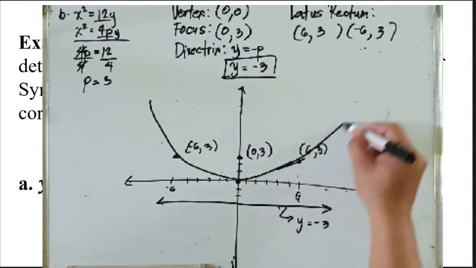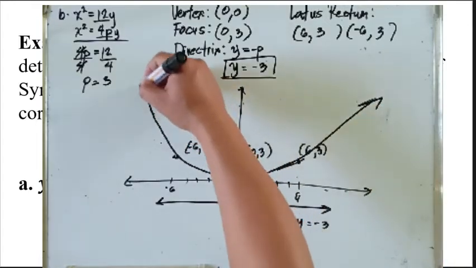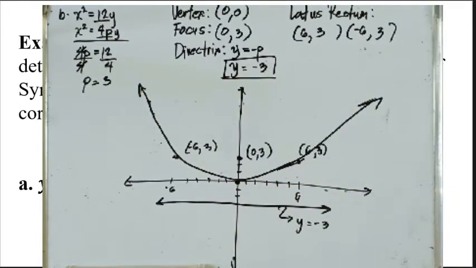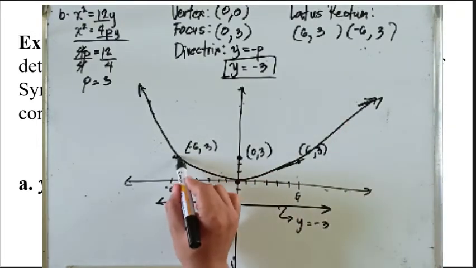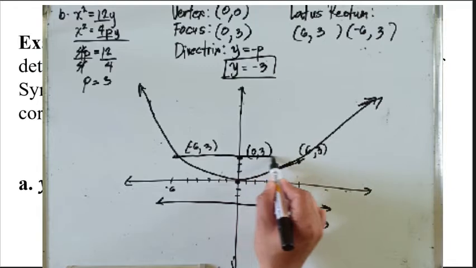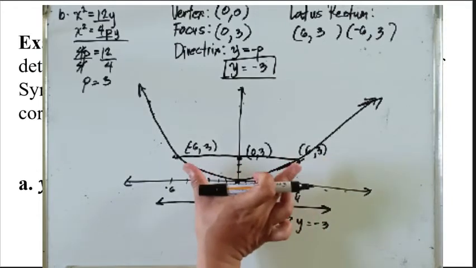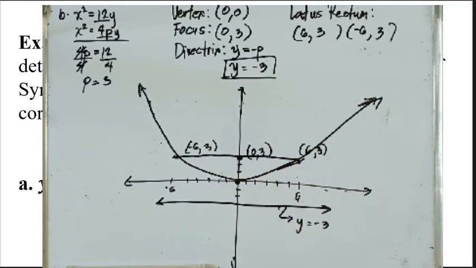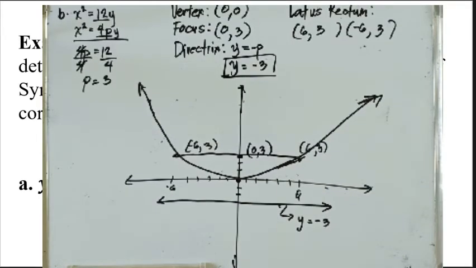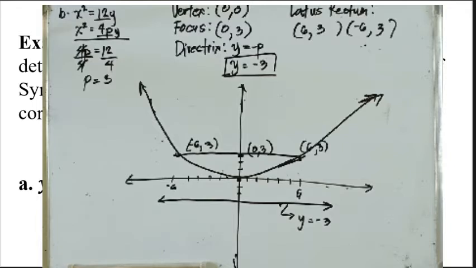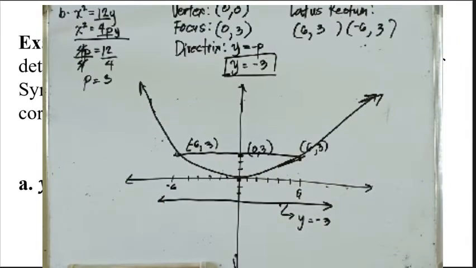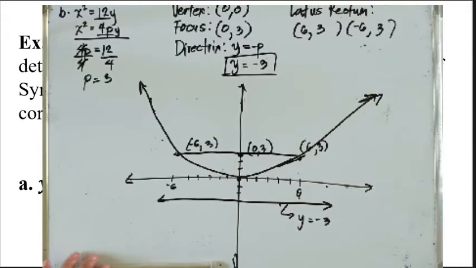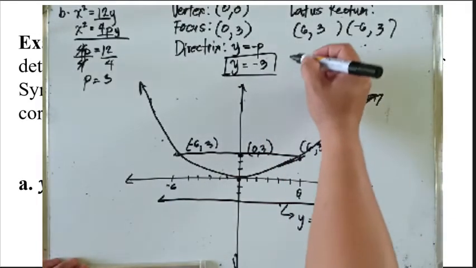Let's connect the 3 points by sketching a very smooth line or curve. And yes, this is now the latus rectum, which is 12 units in length. And this is now the graph of the parabola. So it's very simple. You just need to get the value of p, the vertex, the focus, the directrix, and the latus rectum. How about the axis of symmetry?